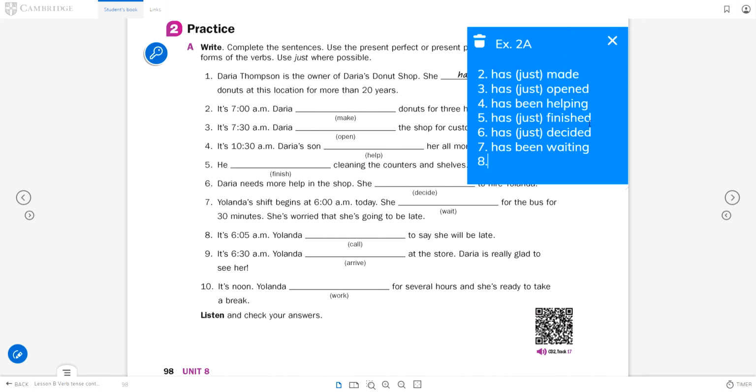Number 8. It's 6:05 in the morning. Yolanda to say she will be late. I think it's done, finished action. So it's 6:05. Yolanda has just called to say she will be late. Okay?